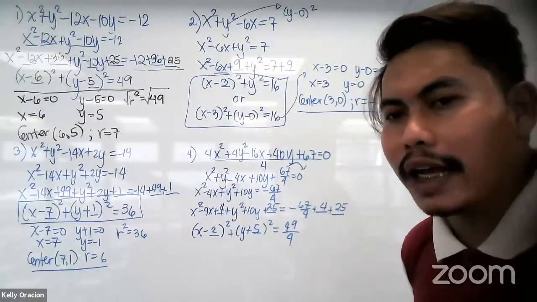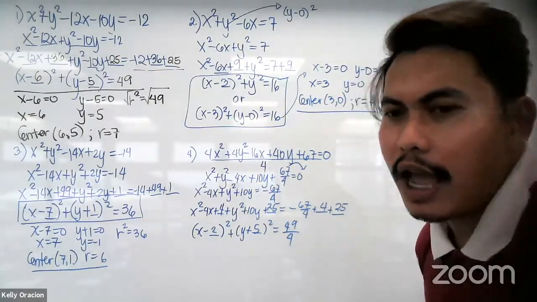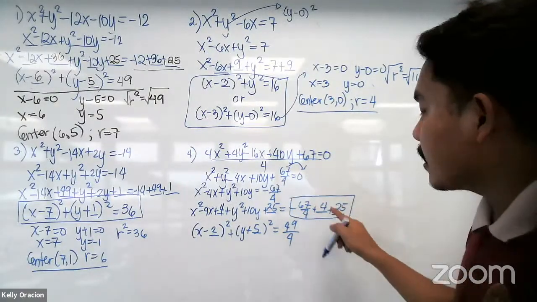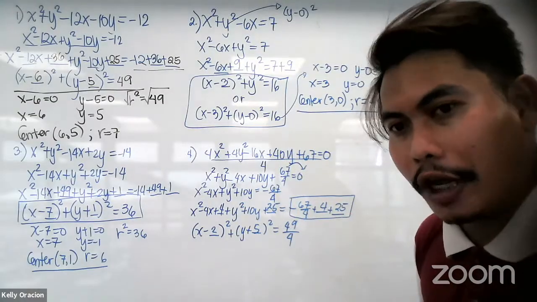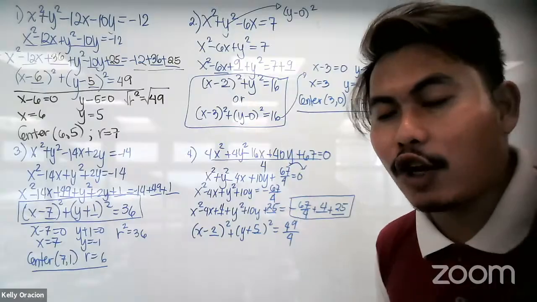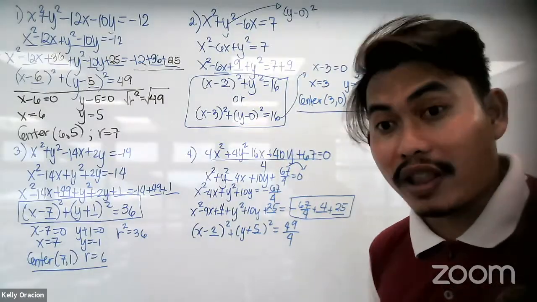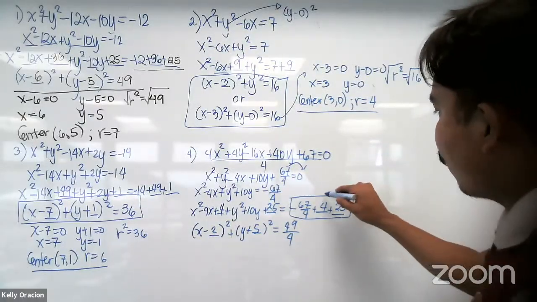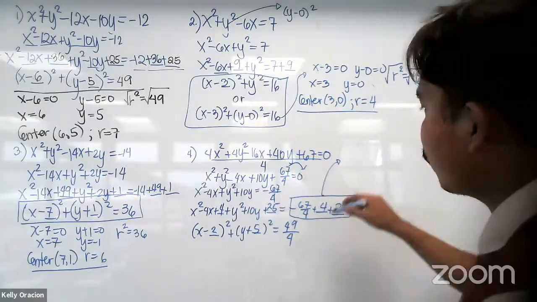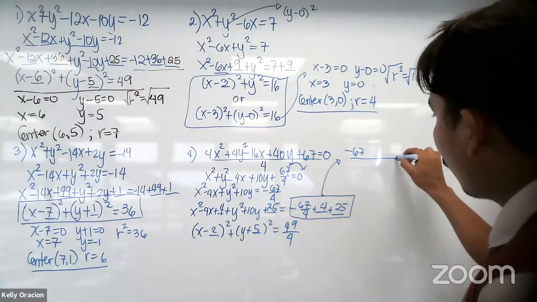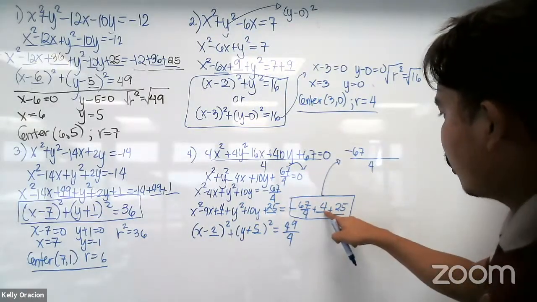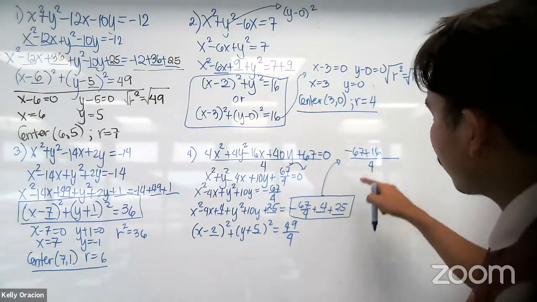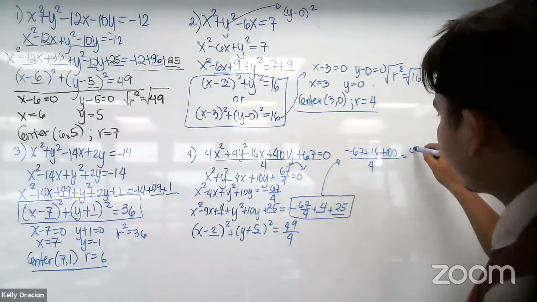Now, how come it became 49 over 4? If you are going to simplify this one, you can use your calculator. The answer is 49 over 4. Or for manual solving, you have negative 67 all over 4. 4 times 4, because there is a 1 there, is 16. 4 times 25 is 100. That's 49 over 4.